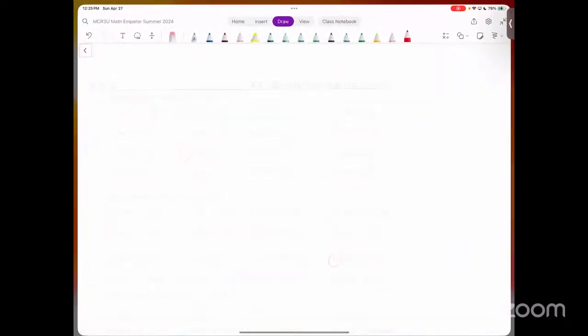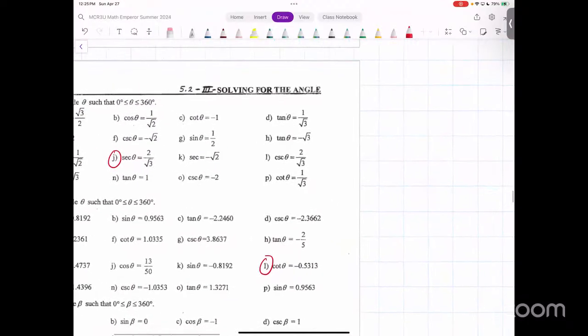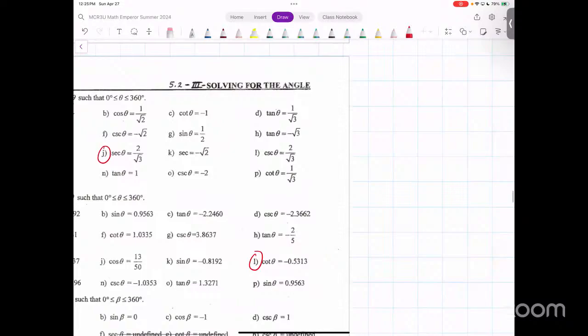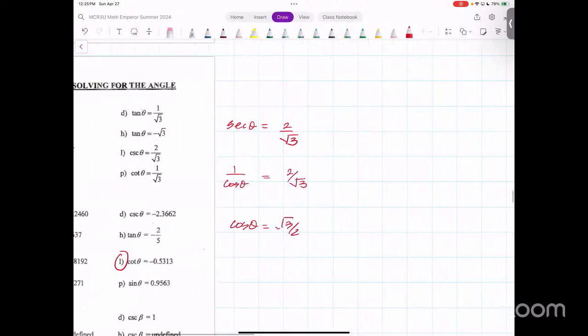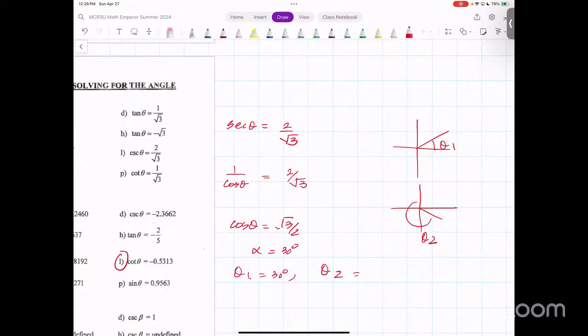All right, moving back. So secant of theta, some of you did it correctly, some of you didn't. Secant of theta is going to be 2 over root 3. So we rewrite that as 1 over cos of theta. We have to flip it. Some of you didn't do that. Cos theta is root 3 over 2, positive. Where is cos positive? Cos is positive in the first quadrant and in the fourth quadrant. Theta 1, theta 2. We find the alpha. I know the alpha must be 30 degrees. Theta 1 must be 30 degrees. Theta 2 is 360 minus 30 degrees, which is going to be 330 degrees. Are you just following that?